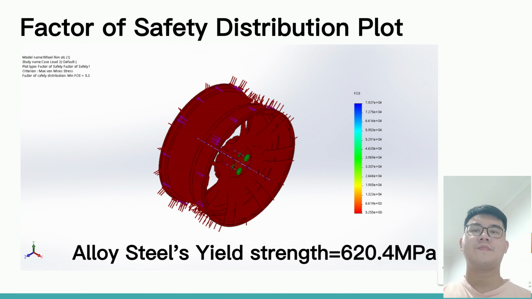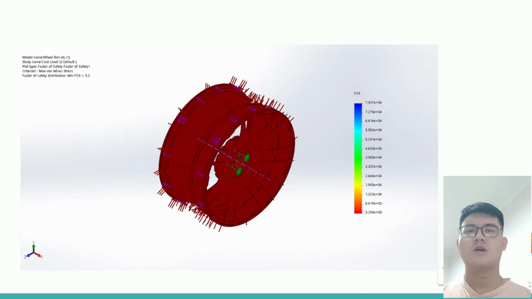This is very high, and it's good because for an ideal wheel rim, it must have a minimum factor of safety of 3. Since our model exceeds the ideal one, it will not fail and is ready to use on the road at 80 km per hour with passengers. Okay, that's all from me for load case 2.